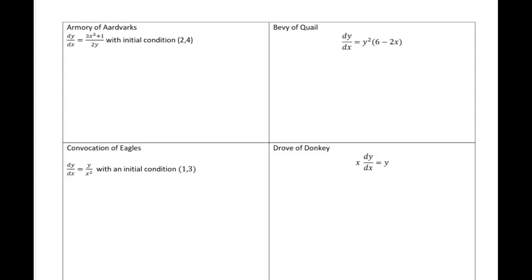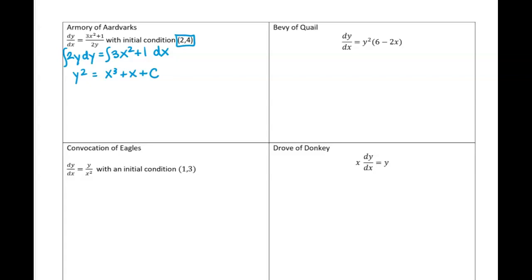So with this problem, if I multiply by 2y and by dx on both sides, I'm going to end up with 2y dy equals 3x squared plus 1 dx. Now I can integrate, and I'll get y squared equals 3x cubed over 3, which is x cubed plus x plus c. And now here I could wait to plug in my values, but I'm going to plug them in now because I feel like it, I guess, but you could do it later if you want.